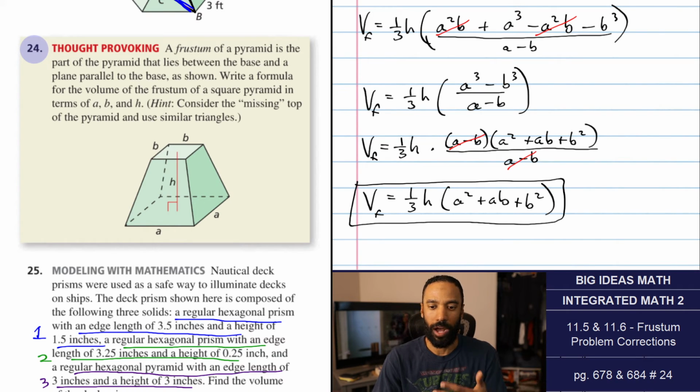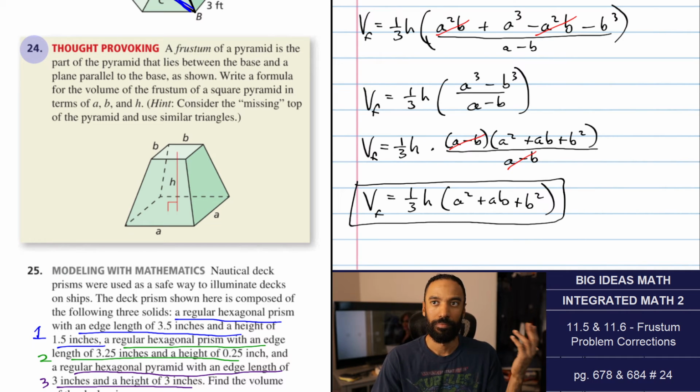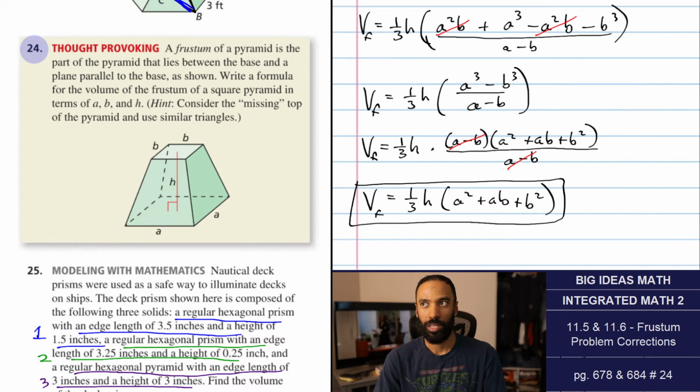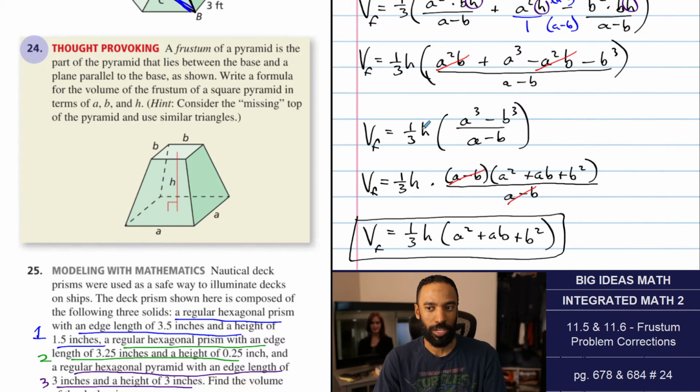I'll do the cone one, and honestly, guys, it's going to sound like a repeat of what I just did in a lot of different ways. The difference is, the volume of a cone is pi r squared instead of just the r squared. So honestly, you're going to see a lot of similar things. It's just going to look like you're doing the same thing over again. Well, I kind of am.